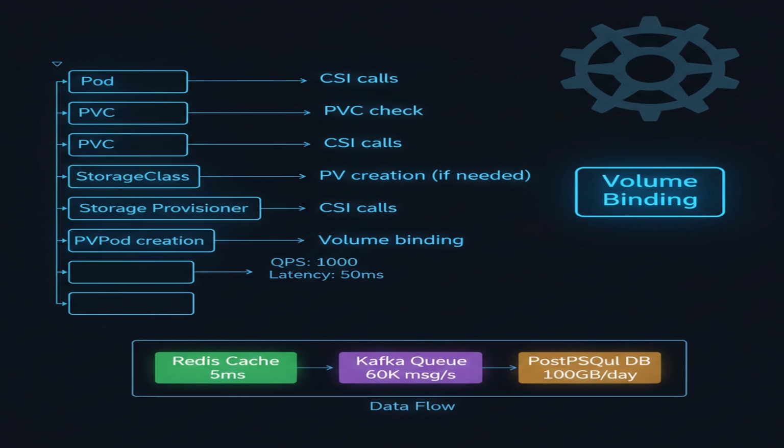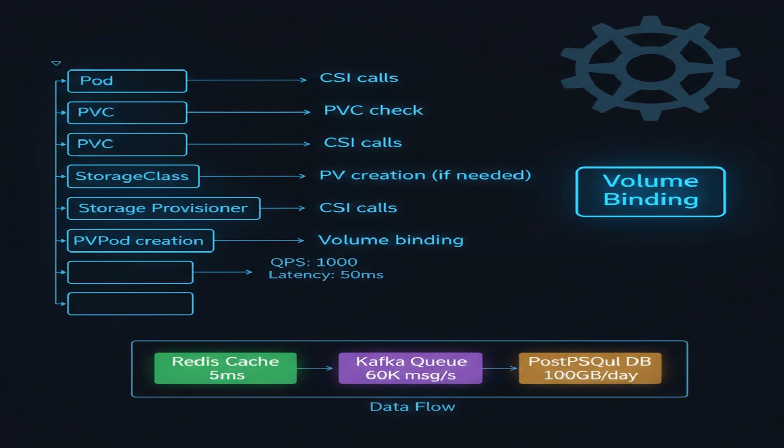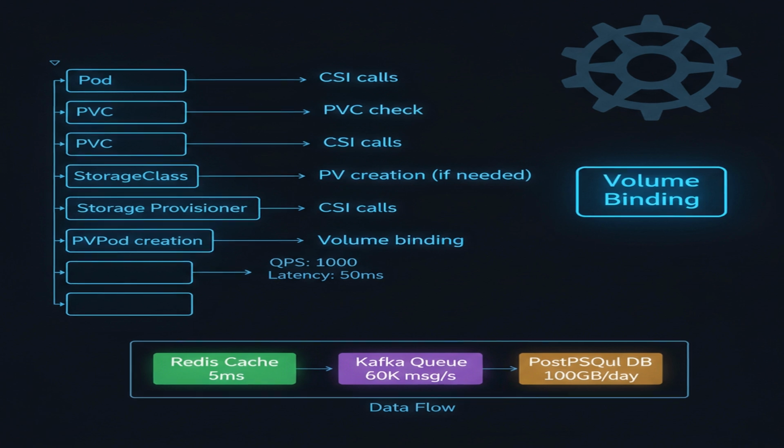What happens if the storage provisioner fails? We need proper monitoring and alerting to detect and resolve these issues quickly. For example, if the cloud provider's API is down, provisioning will fail. We can use a retry mechanism with exponential backoff to handle transient errors.